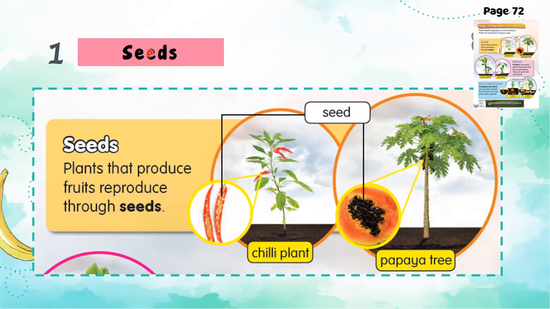Let's start with seeds. Plants that produce fruits reproduce through seeds. Kebanyakan tumbuh-tumbuhan yang menghasilkan buah boleh membiak melalui biji benih or seeds. For example, chili plant and papaya tree. The seed inside the fruits can be used to grow a new plant.